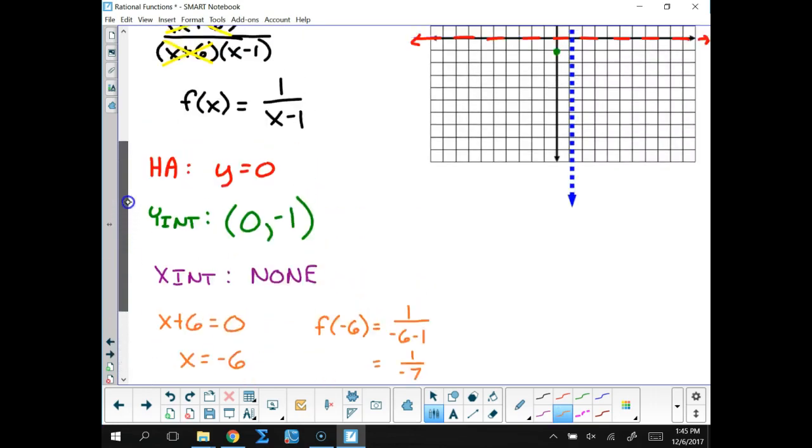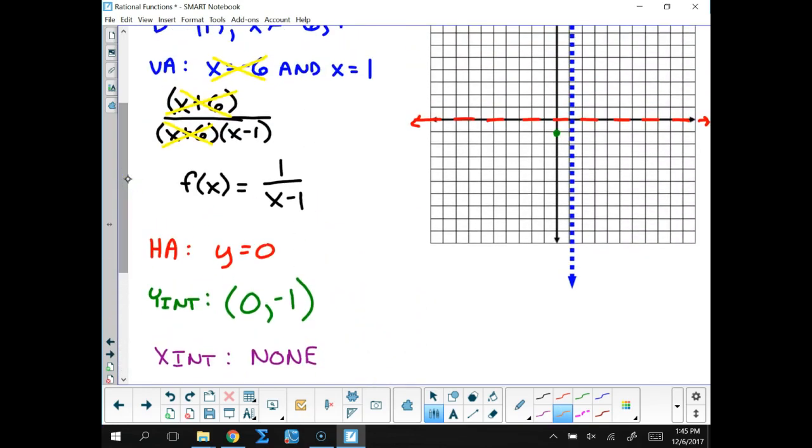Okay, so I have to go 1, 2, 3, 4, 5, 6. Right there. Do I need any more points on the left side of my vertical asymptote? Nope. But I need some points over on this side, right?